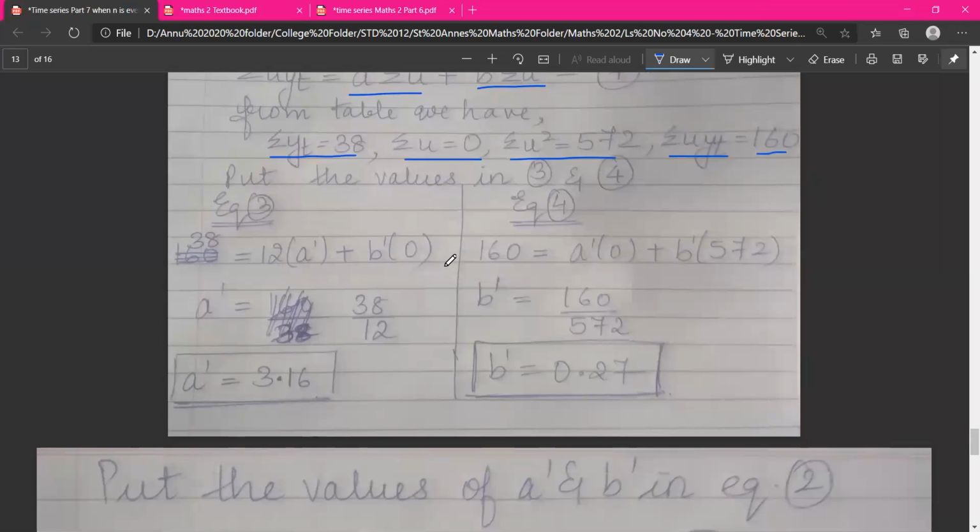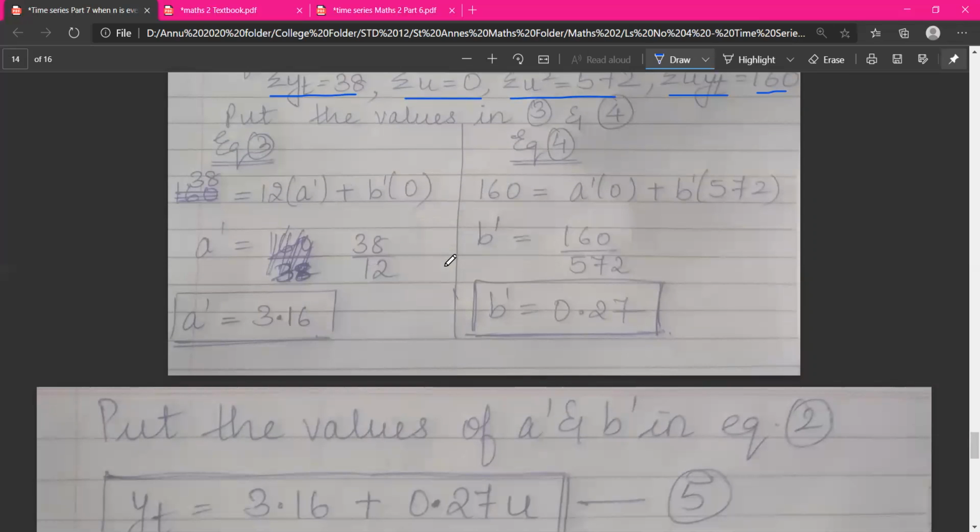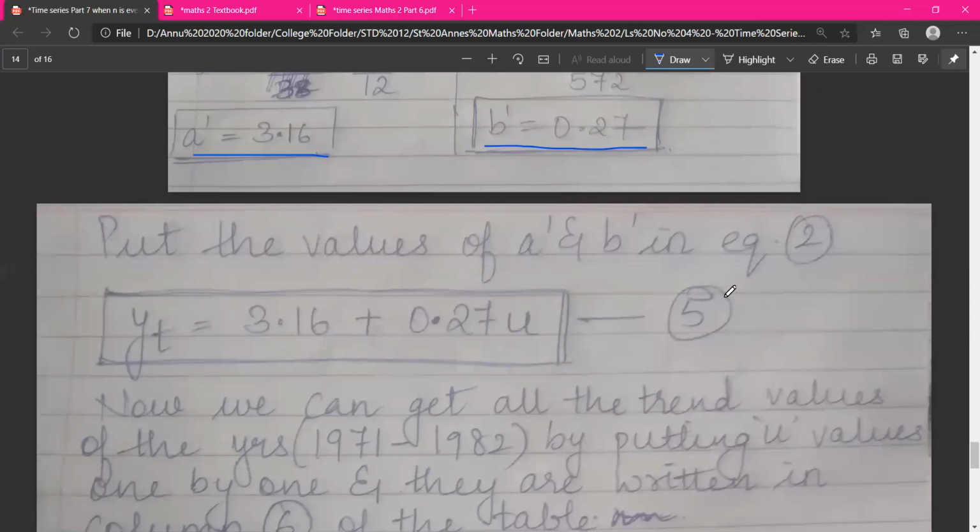So now I'll put the values in equation number 3 and equation number 4. So in equation 3, I get 38 is equal to 12 into a dash plus b dash into 0. So I get the value of a dash as 3.16. In equation 4, I put the values 160 is equal to a dash into 0 plus b dash into 572. So I get the value of b dash as 0.27.